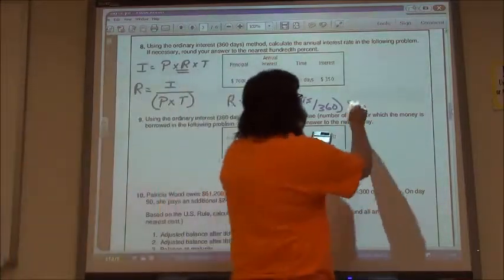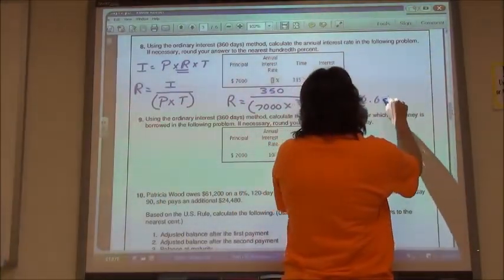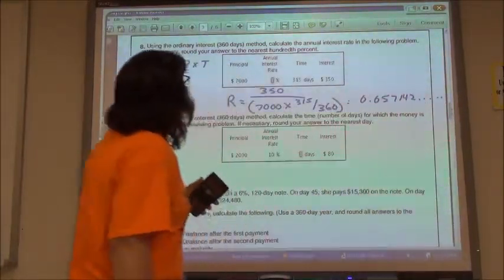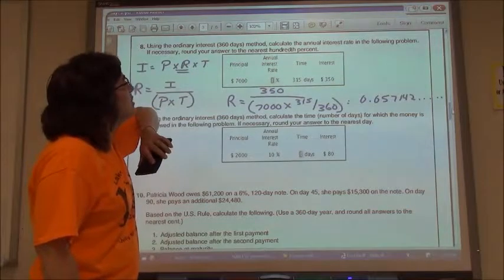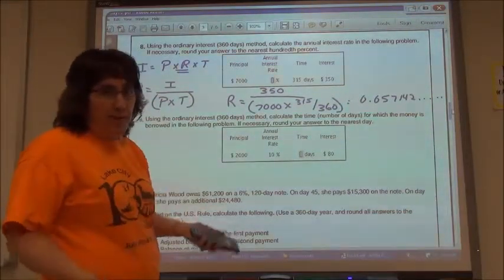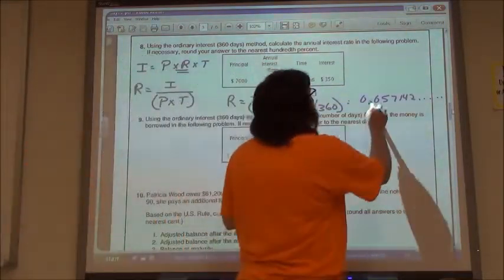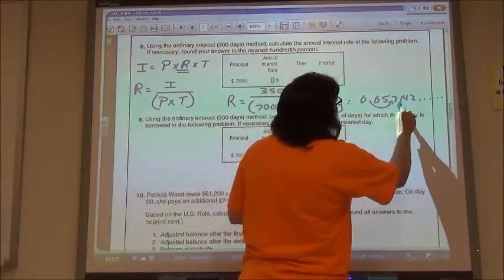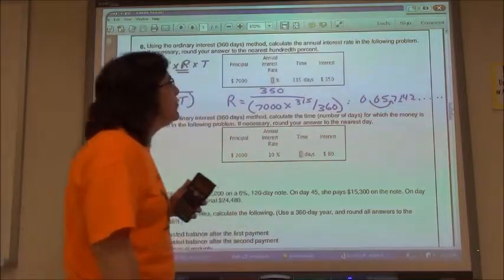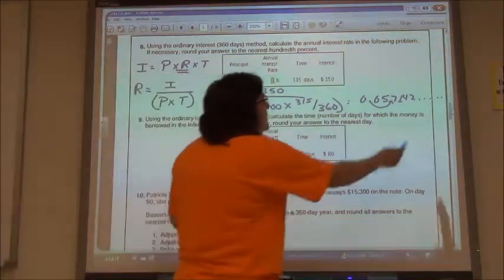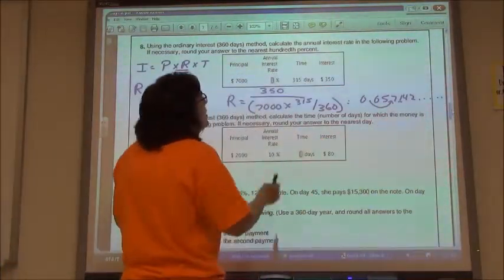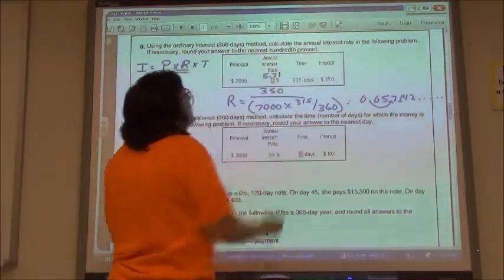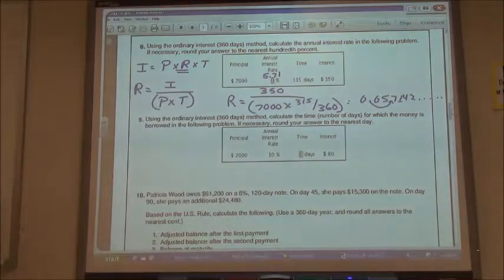So on my calculator I get 0.057142. We want to round our answer to the nearest hundredth of a percent. We first have to change it to a percent, so times 100, move my decimal 2 places. I want to round it to the nearest hundredth of a percent, so 2 places after a decimal. Since there's a 4 behind it, I leave it alone. So I'm going to say that I have 5.71% for my annual interest rate.